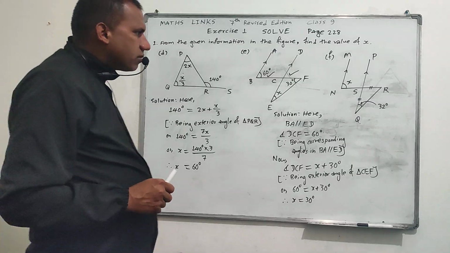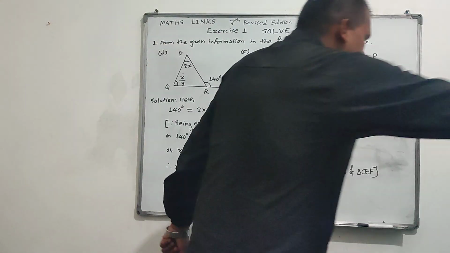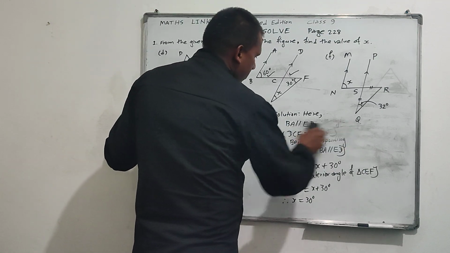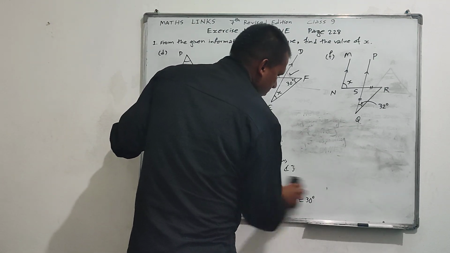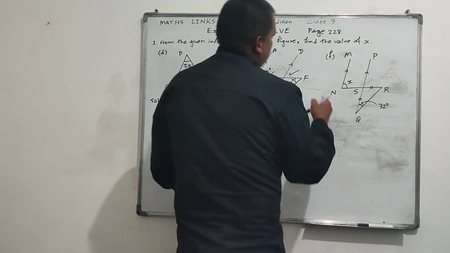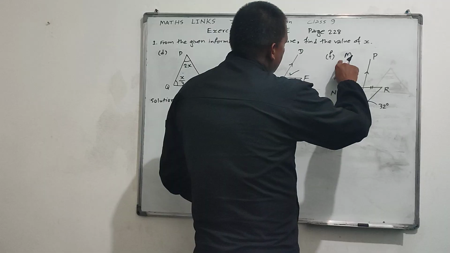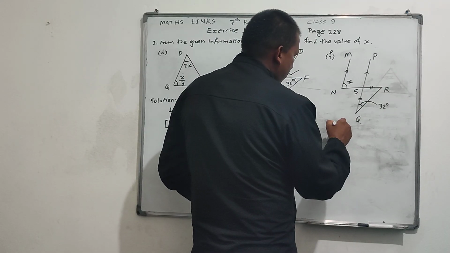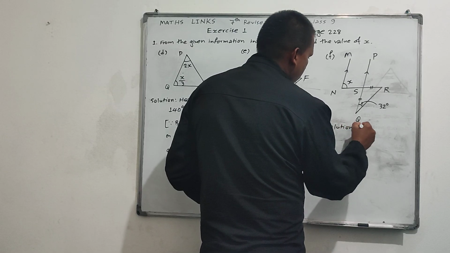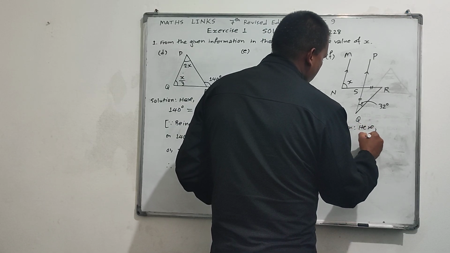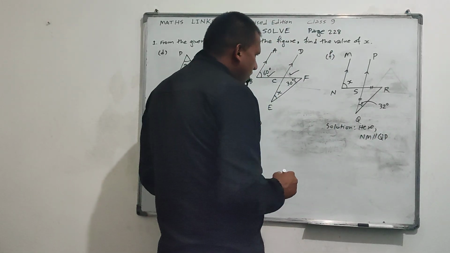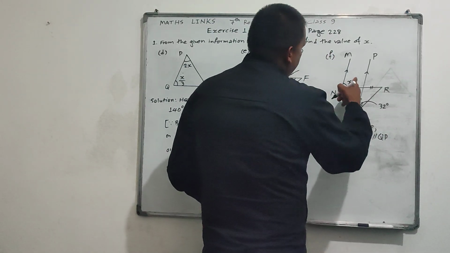Now next number, 1F. Now in figure F, NM is parallel to QP. Solution here. NM is parallel to QP. This is given in the question. Now we have to find the value of x.